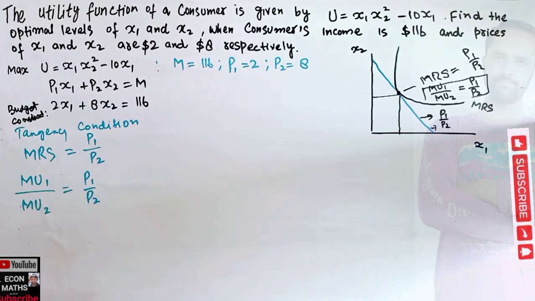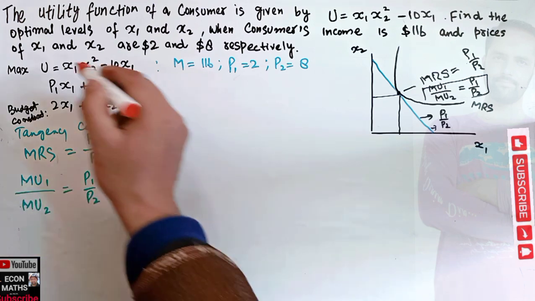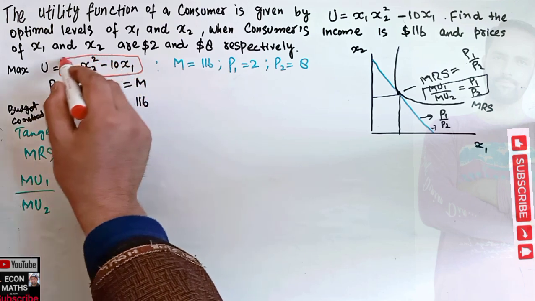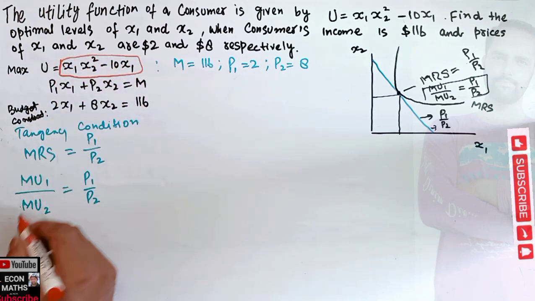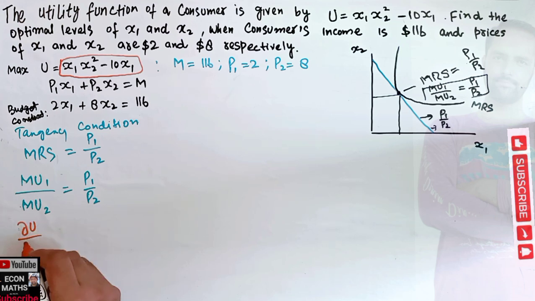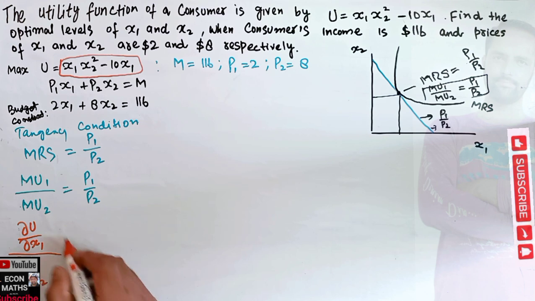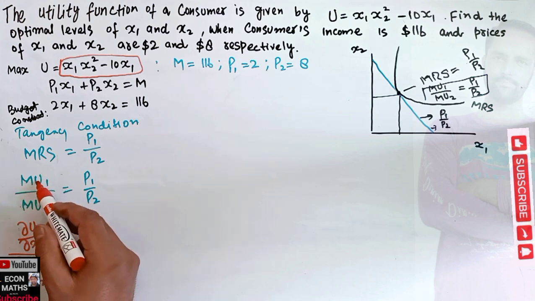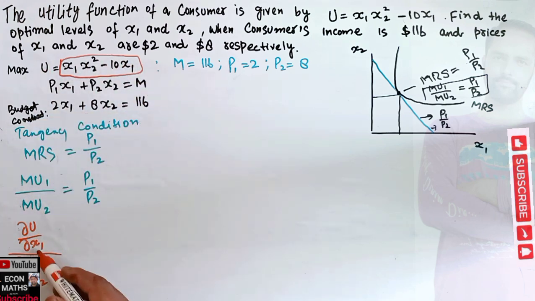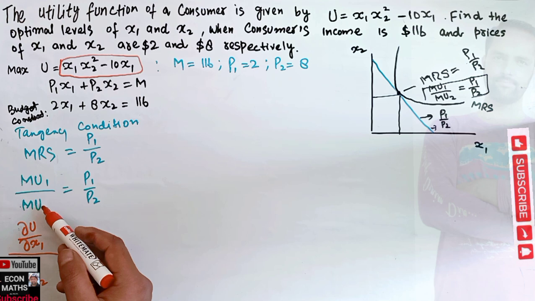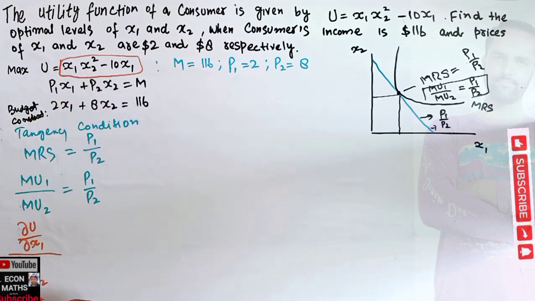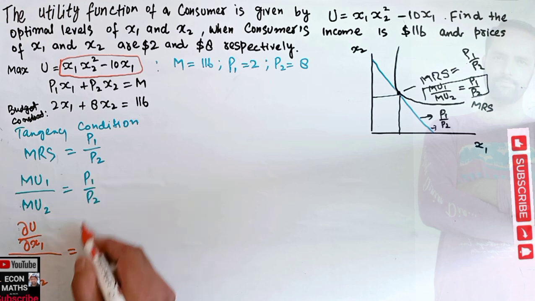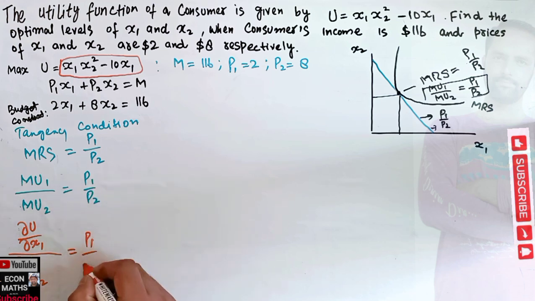Now, what is the marginal utility of x1? This is our utility function. For the marginal utility of x1, we need to differentiate, that is, ∂U/∂x1 upon ∂U/∂x2. Marginal utility of x1 means taking the partial derivative of the utility function with respect to x1, and marginal utility of good x2 means taking the partial derivative of the utility function with respect to x2, which should be equal to the ratio of their prices, p1 upon p2.